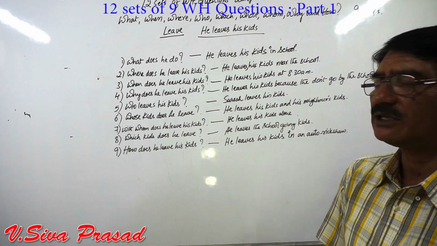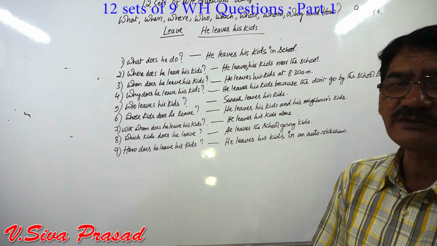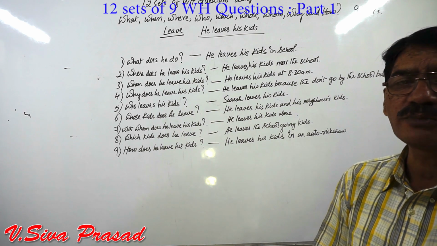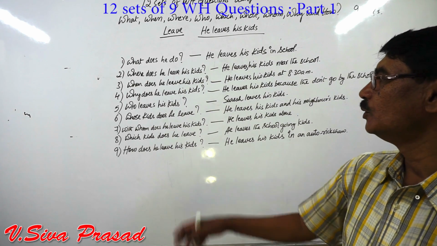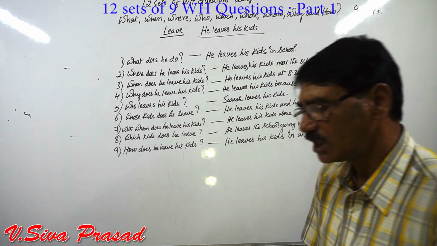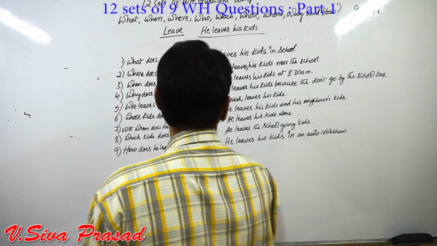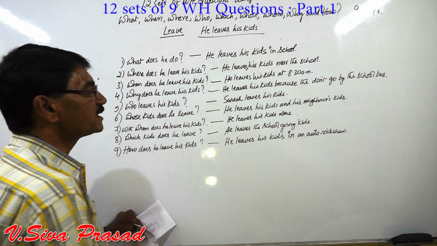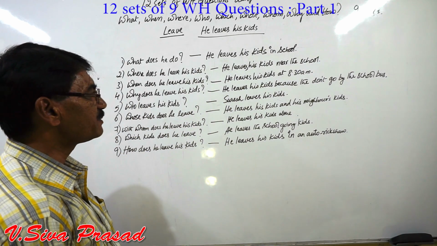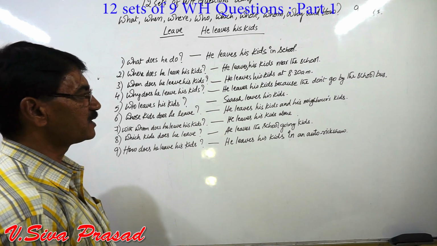Why has he been leaving his kids? He has been leaving his kids because they don't go by the school bus. Who has been leaving his kids? Suresh has been leaving his kids. Whose kids has he been leaving? He has been leaving his kids and his neighbor's kids.